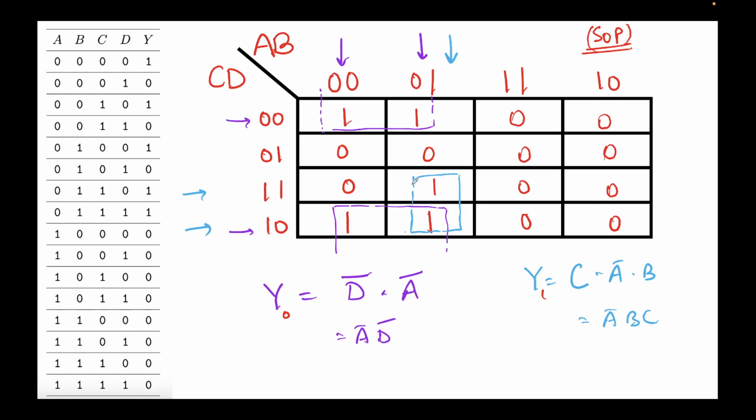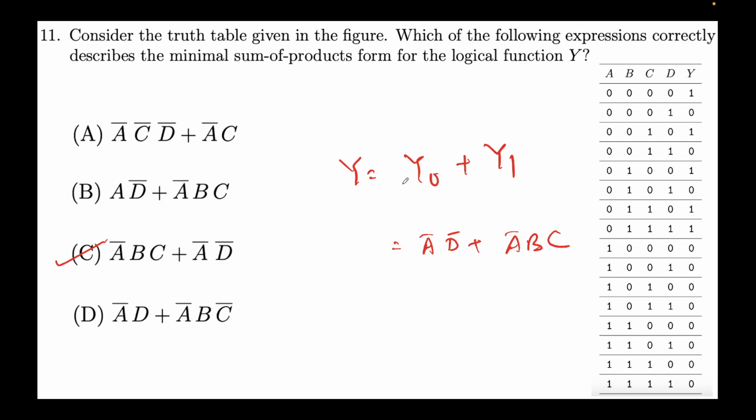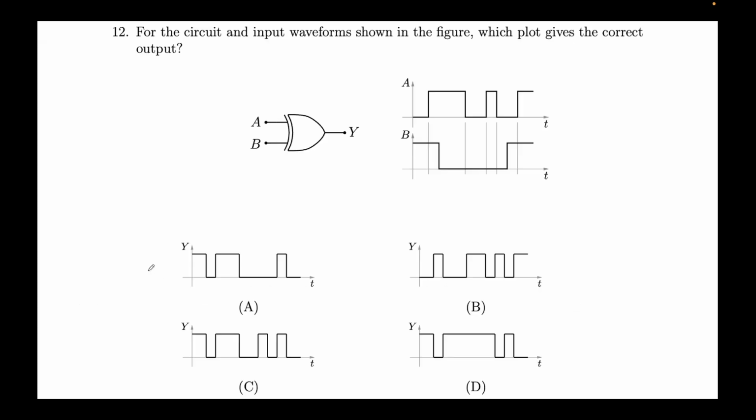Similarly you see in this blue rectangle, C does not change, so we take C. Here A and B both don't change, so we take A and B both, but it has to be 1, hence we negate A to get A bar, but B is 1, so we take B as it is, and then we simply OR the two cases to obtain option C.